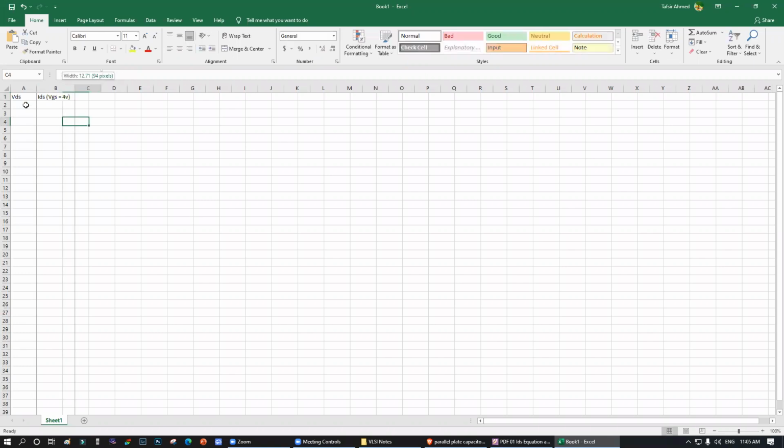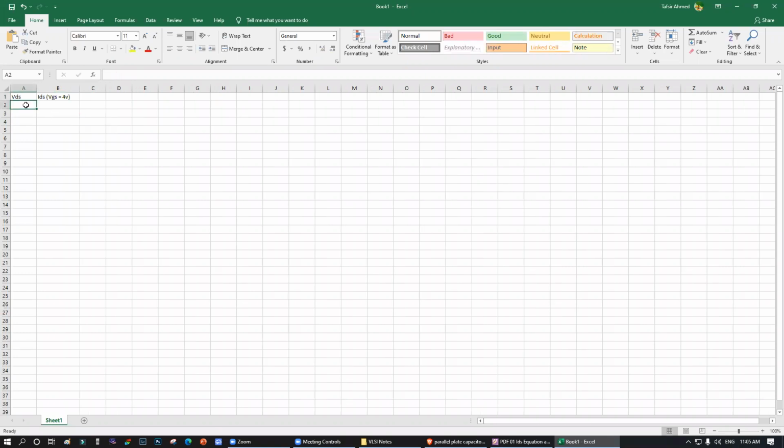When your VGS was 4 volt, let's find out. Here 0, 1, 2, 3, 4, 5, 6, 7, 8, 9, 10. Now, what is the equation? Let's write the equation here. Beta is equal to 10 into VGS, right?